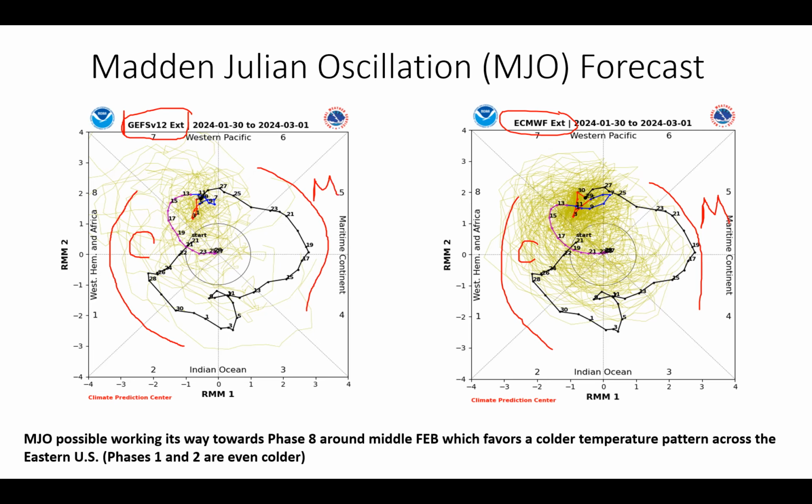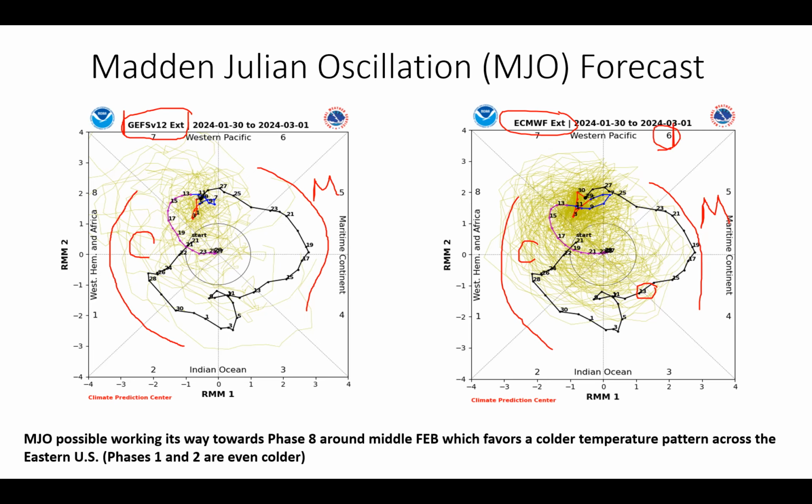Whenever the MJO is in 4, 5, or 6, we're going to have mild temperatures in the eastern U.S. And as you can see, this dark black line denotes how the MJO has progressed in January. On the 13th of January, it was heading into phase 4. From the 15th to 17th of January, we were in phase 4, and then we went to an even milder phase 5 between the 19th and 23rd. And then from the 23rd to the 27th, we went to a mild phase 6 of the MJO.